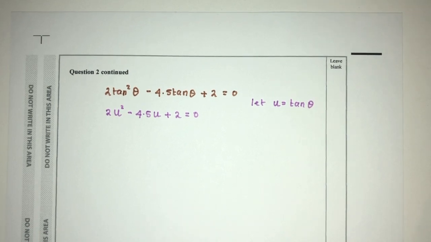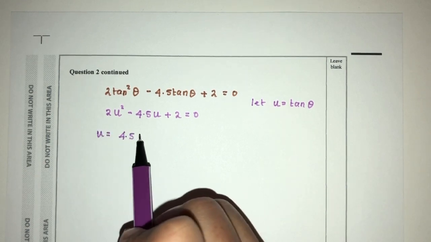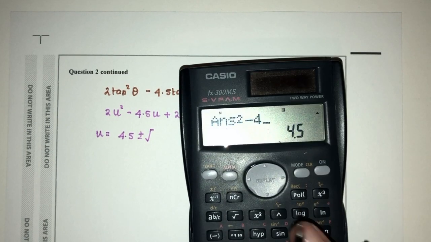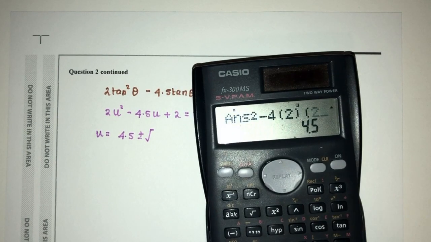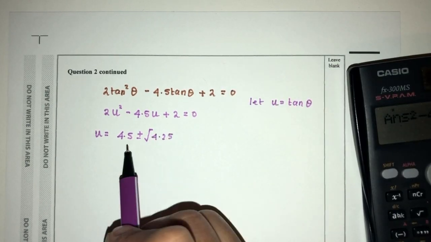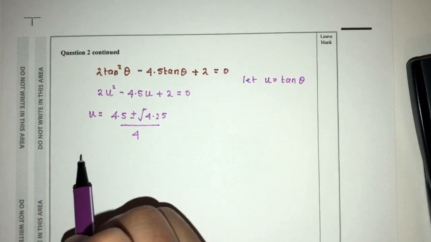Now, how can you solve for the value of u? We can use the formula that we know. u has to be minus b, which is 4.5, plus minus the square root of b squared minus 4 times a times c. That will be 4.25. And then divide by the value of 2a, that will be 4. So, from this, u has to be what?